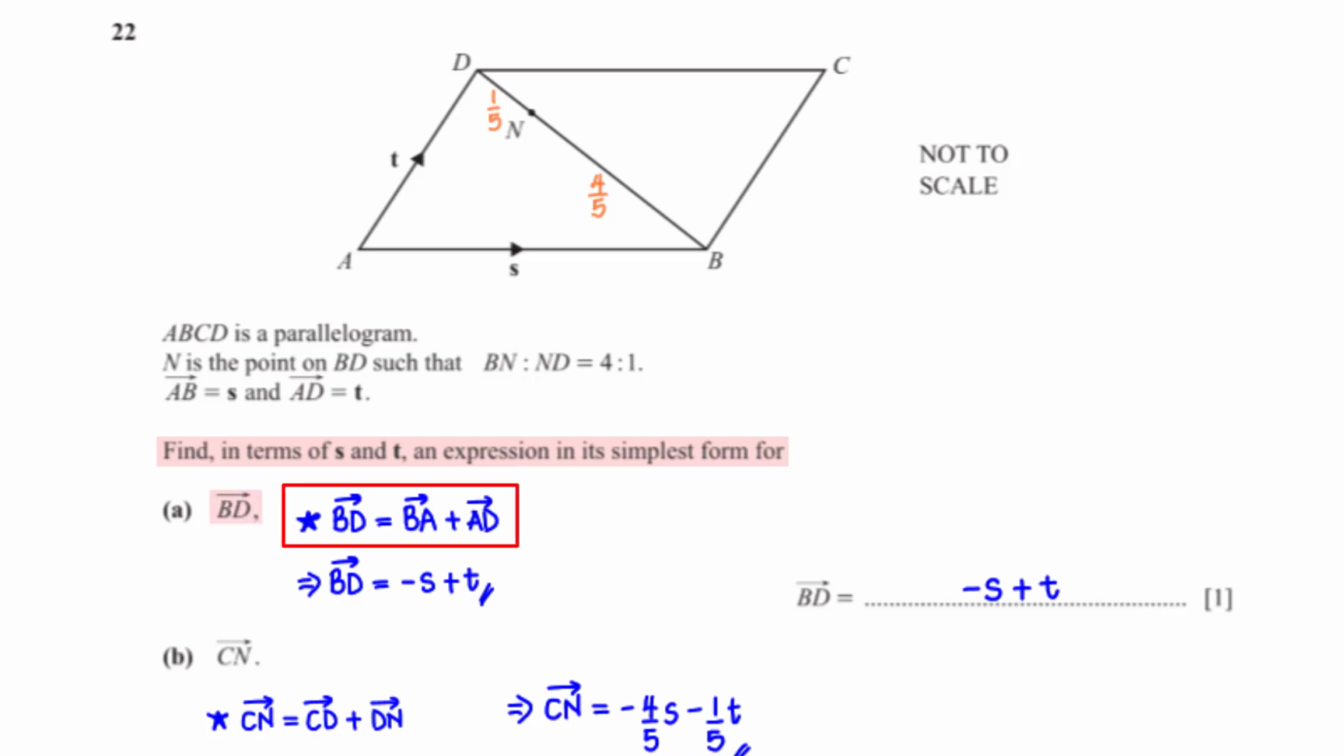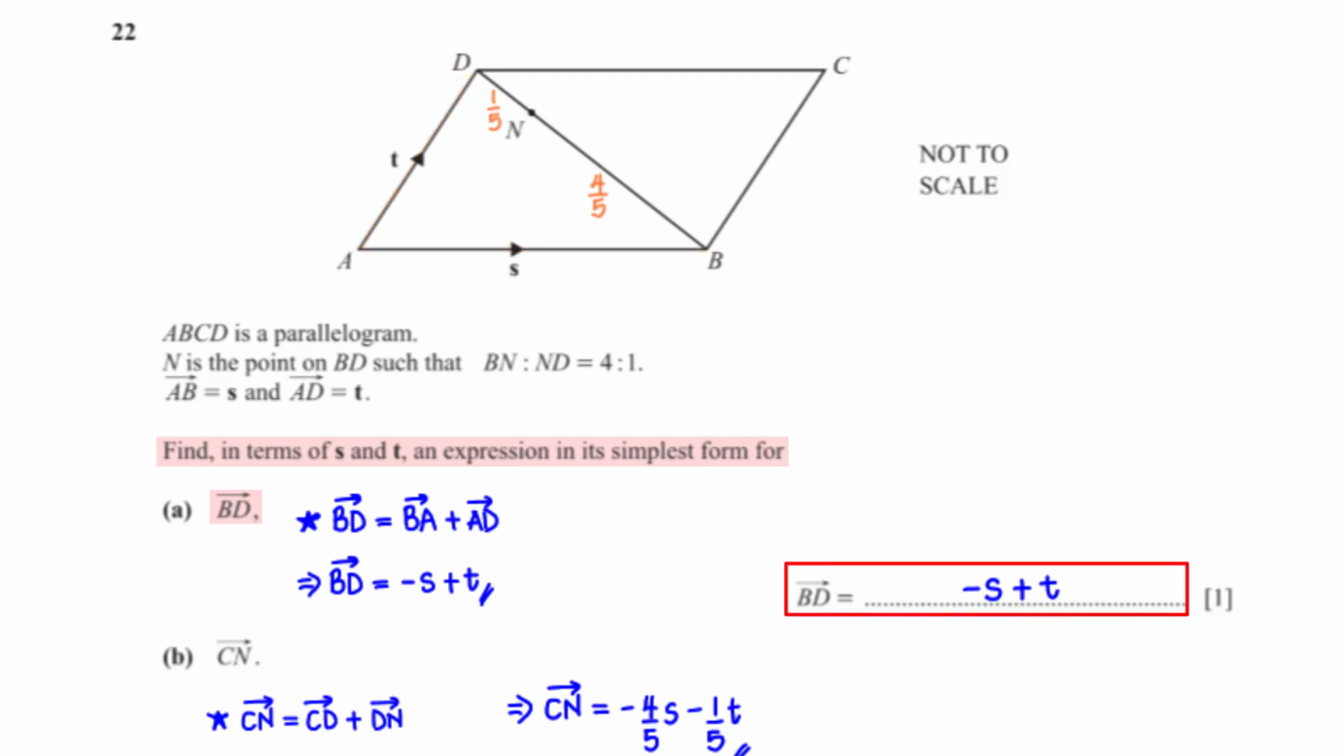BD can be expressed as BA plus AD. BA is minus S and AD is T. And so our final answer is minus S plus T.